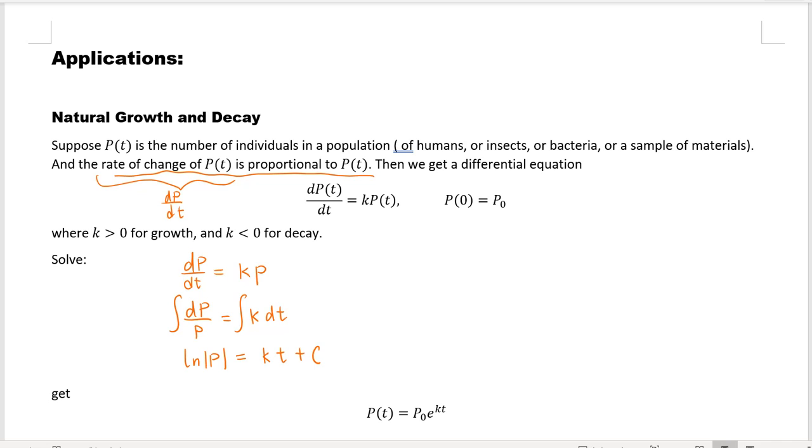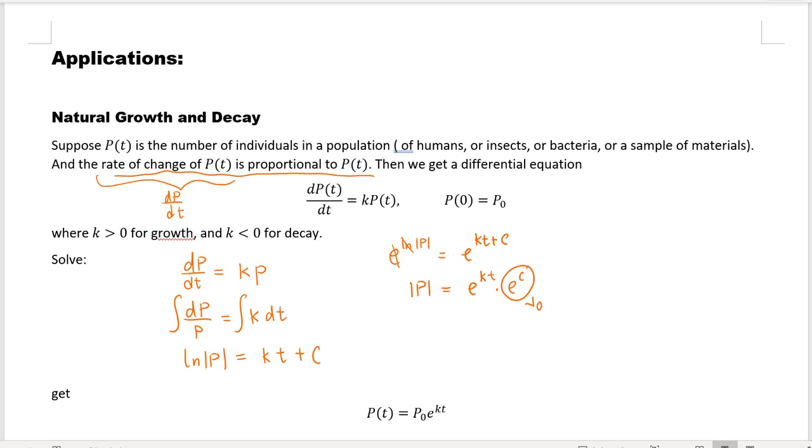Okay, and then in order to get rid of the natural log, we raise e to both sides. So we have e to the ln of the absolute value of P equals e to the kt plus C, but e and natural log cancel. We have the absolute value of P equals e to the kt times e to the C, using the properties of exponential functions. Notice that e to the C is greater than 0, but because of the absolute value, P could be positive and it could be negative.